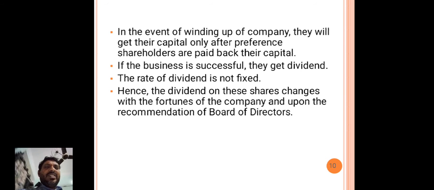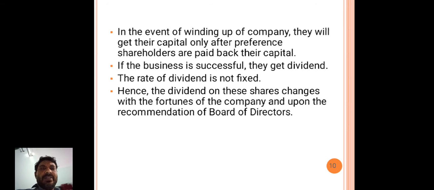If the business is successful, they get dividend. The rate of dividend is not fixed. Equity shareholders get dividend out of the profits of the company in a year. So the dividend is not fixed, and it may change because it depends on the profit the business may get. The profit will change from year to year. That is also an important point.